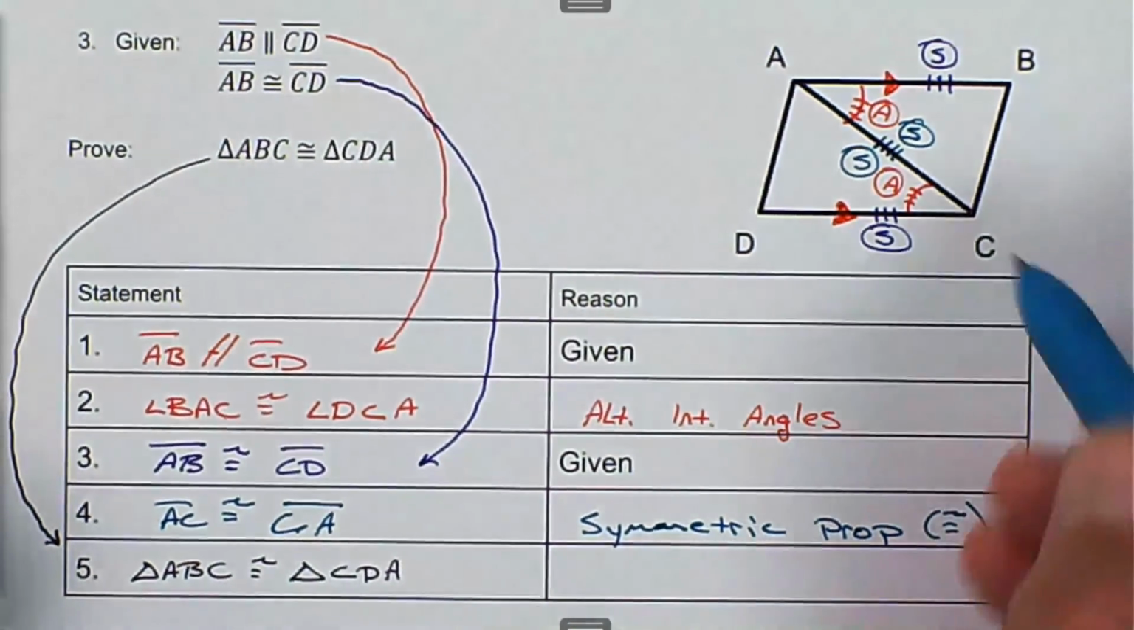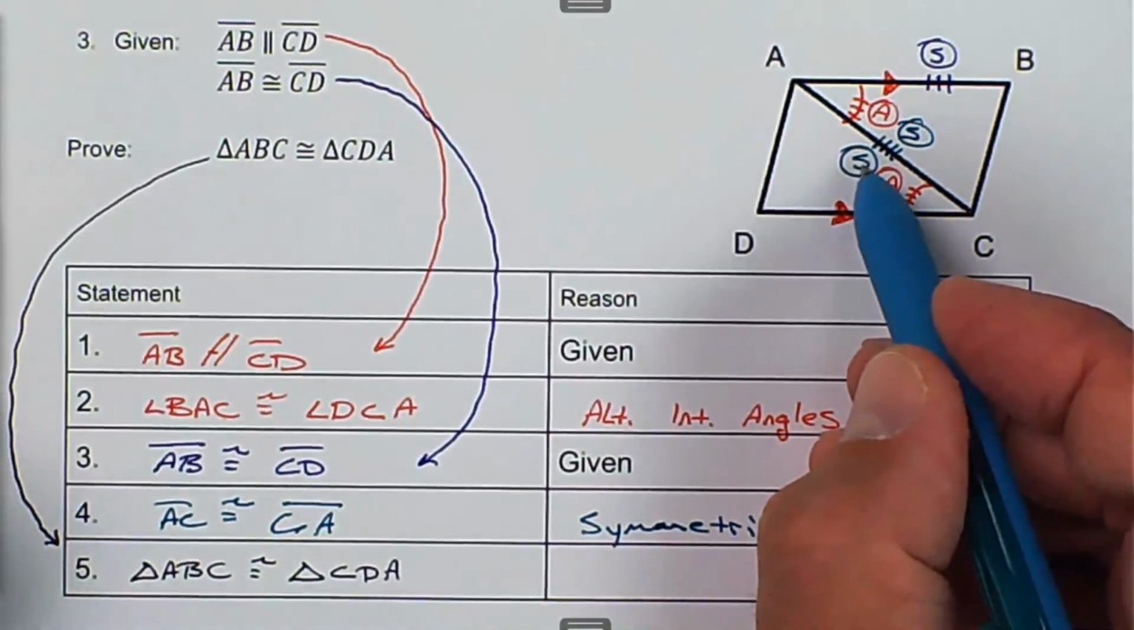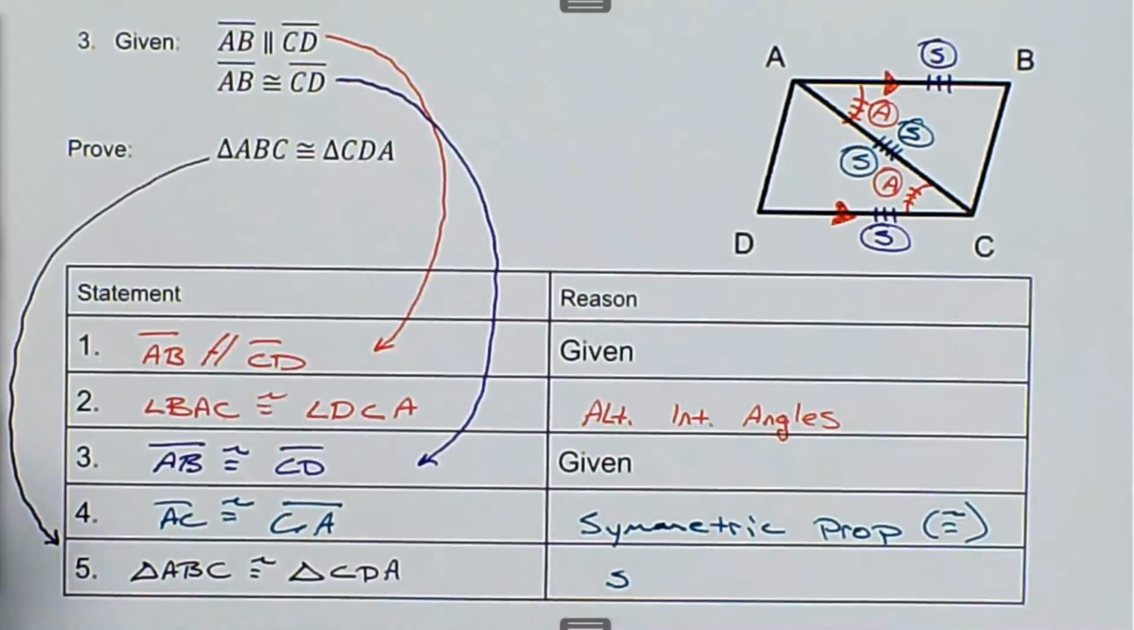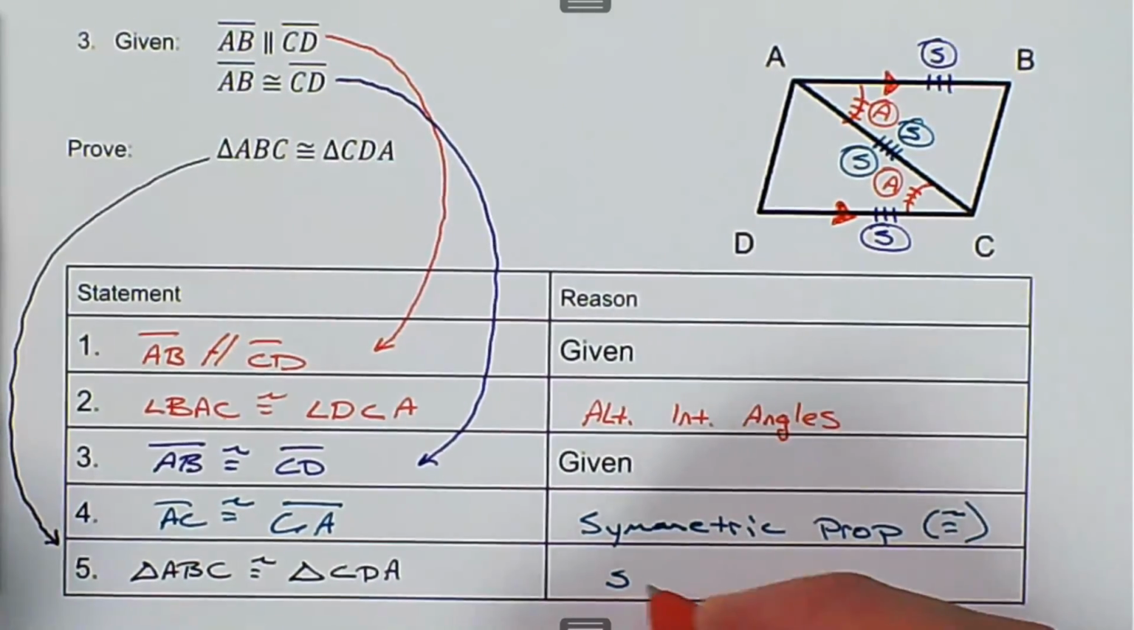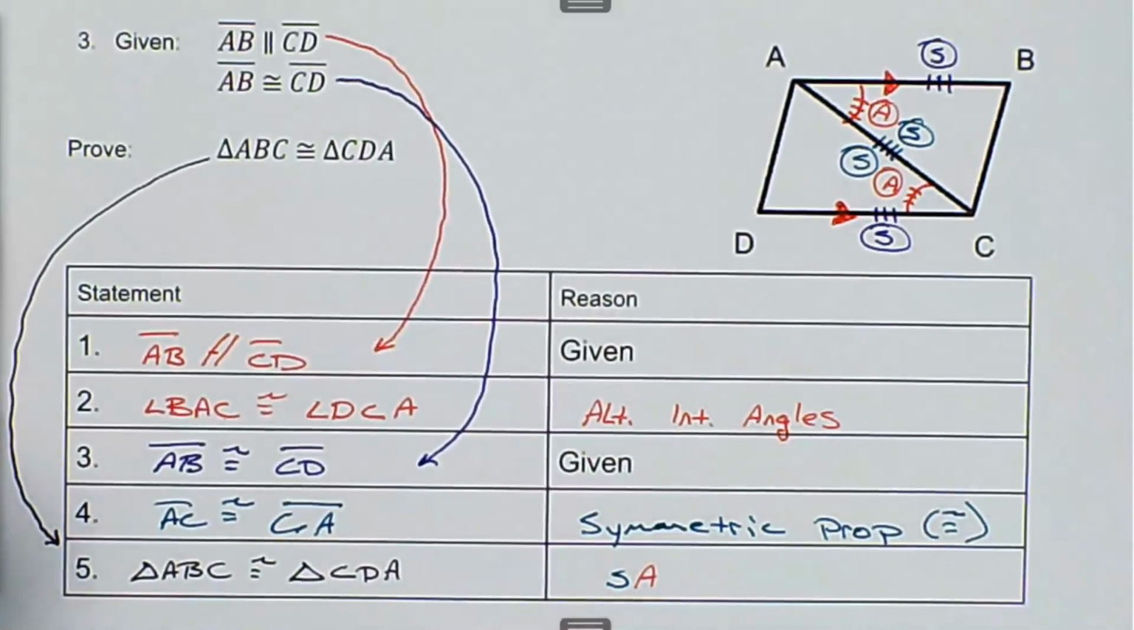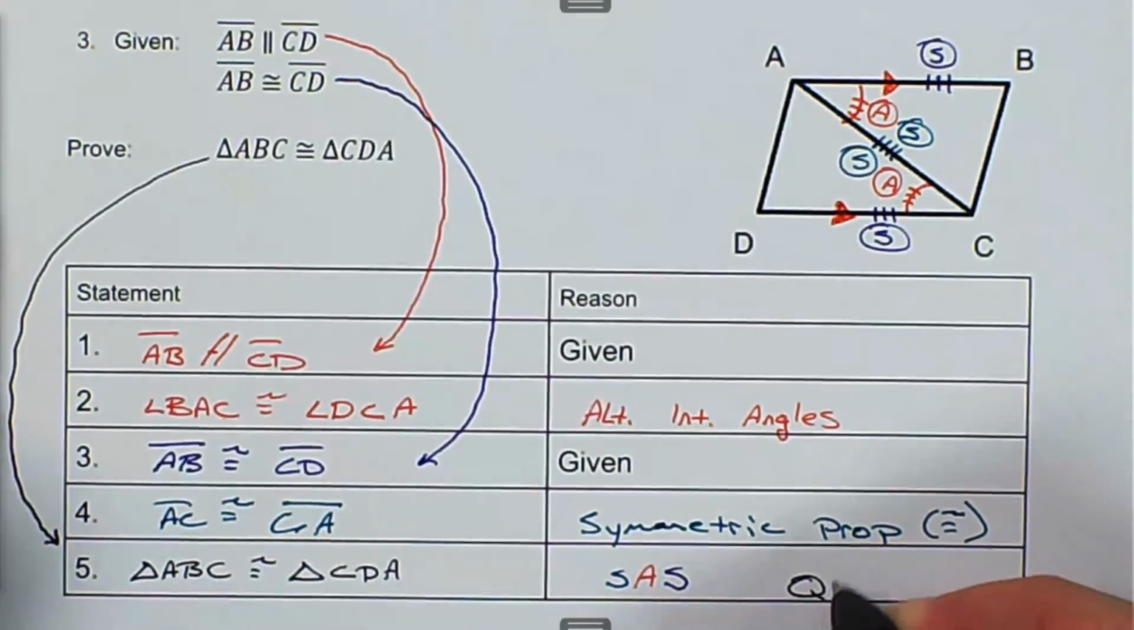Now we can look. We have a green S, we have a red angle, and then we have a blue S. So those triangles are congruent by side, angle, side. And then we can finish it up by saying QED.